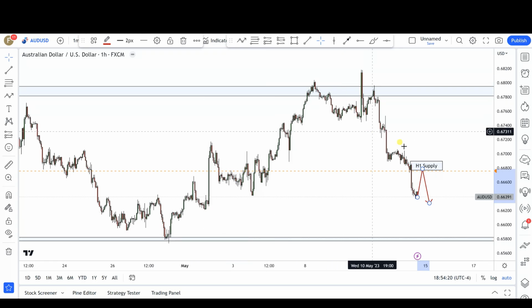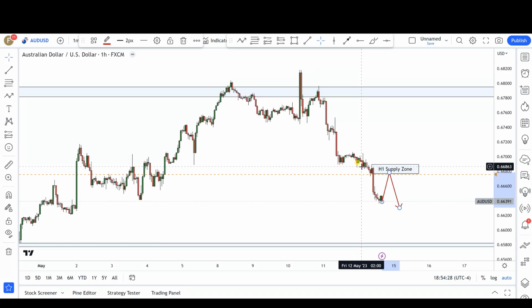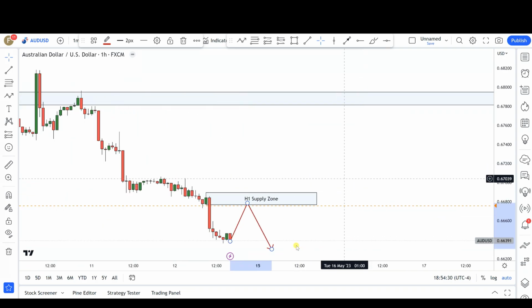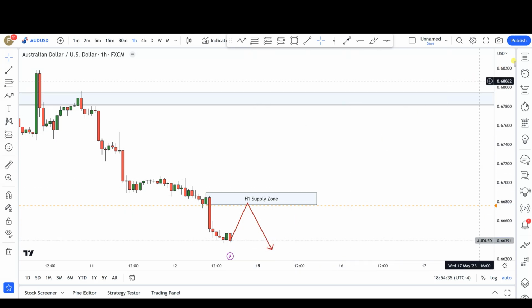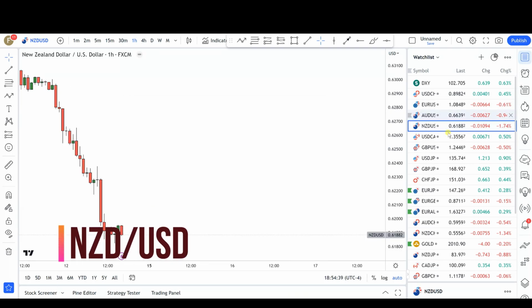Now that doesn't mean the markets cannot break above this supply zone and just continue shooting to the upside, but based on the price action that I'm seeing on the charts right now, this is what I would prefer to see from a price action perspective as we go into next week. All right, so that's it for Australian dollar US dollar. Now next up is going to be New Zealand dollar US dollar.